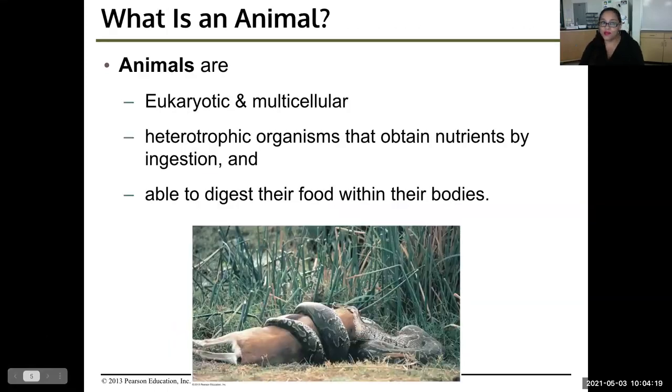So what is an animal? Animals are eukaryotic. So they're made of eukaryotic cells with nucleus, mitochondria. Some of them have chloroplasts, Golgi apparatus, all that good stuff. They're multicellular. All animals are multicellular. There are no single-celled animals. They're heterotrophic, meaning they have to eat to get food. And they're able to digest their food within their bodies.